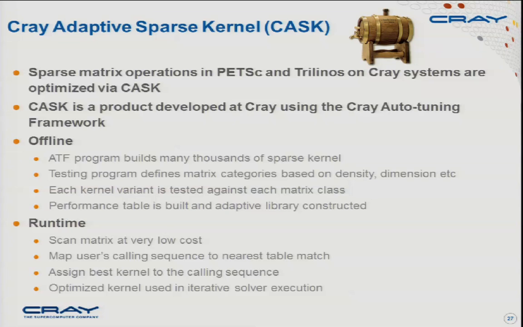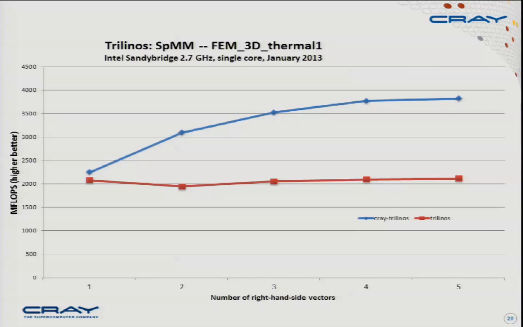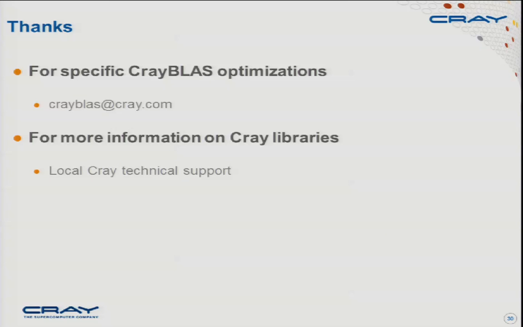Last thing, I guess, is the Cray Adaptive Sparse Kernel. You can use this for sparse matrices, basically. Also in this case, they are optimized for the system, so we do auto-tuning here too. Here you can make the comparison between the two systems, still on Intel Sandy Bridge: our system and PETSc. Same thing for a different version, with Trilinos. In this case we are much better than the standard version, so we do optimization for the specific libraries.